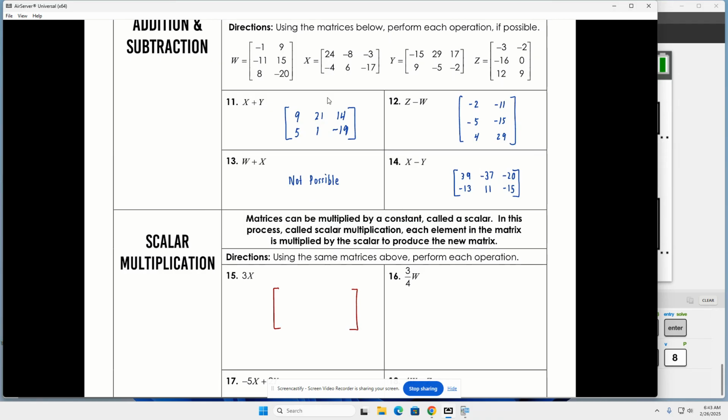So I'm going to go 24 times 3, that's 72. I'm going to take negative 8 and multiply by 3, negative 24. I'll take negative 3 and multiply by 3, negative 9. I'll take negative 4 and multiply by 3, negative 12. I'll take positive 6 and multiply by 3, 18. And finally, I'll take negative 17 and multiply by 3. Might need to use your calculator for that one. That's negative 51.